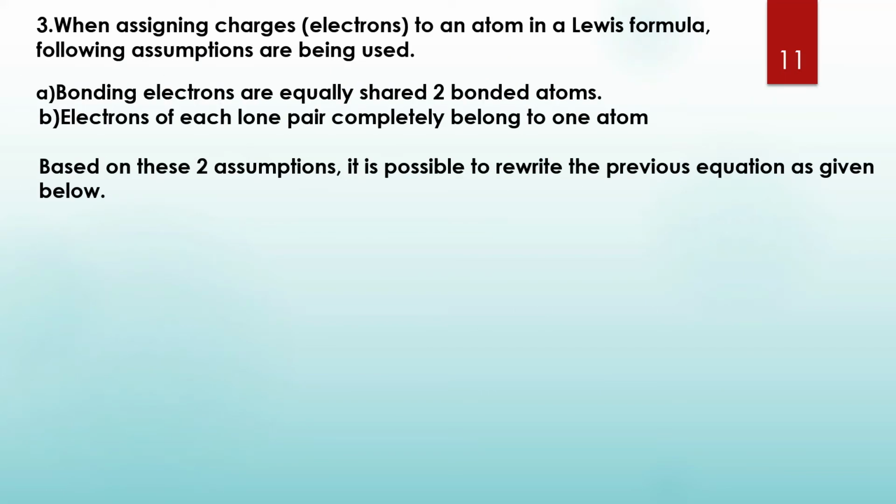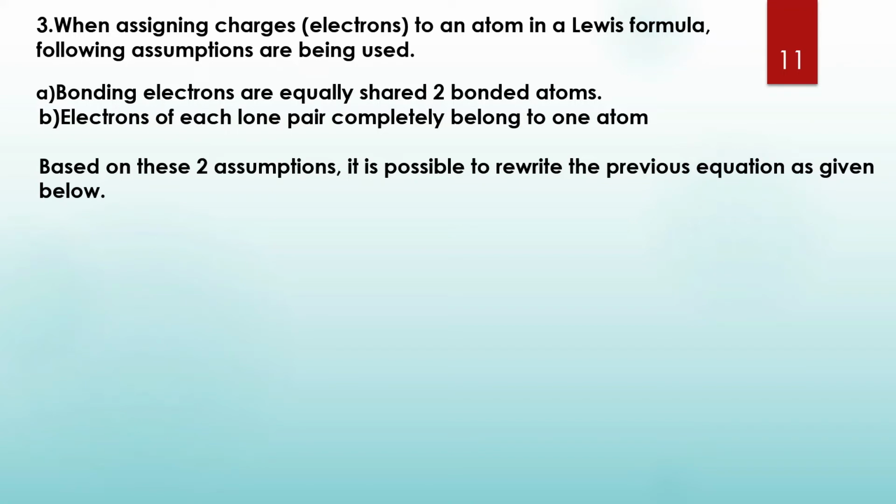When assigning charges to an atom in a Lewis formula, the following assumptions are used. The first assumption is that bonding electrons are equally shared between two bonded atoms. So it means that the bonding electrons are exactly located in the center of a bond, and one atom does not draw the bonding electrons towards itself. You assume this. And electrons of each lone pair completely belong to one atom.